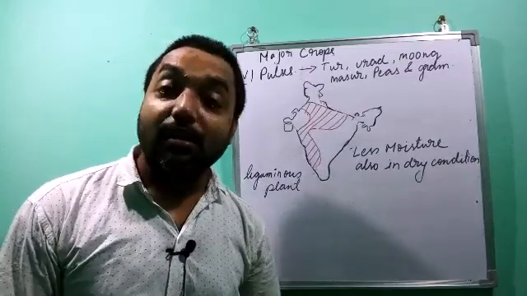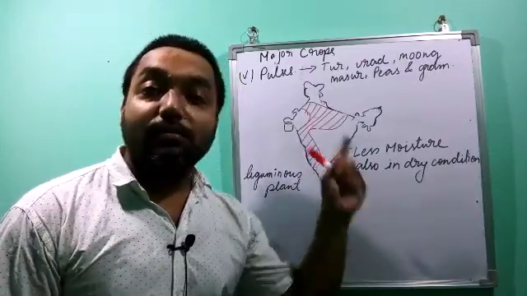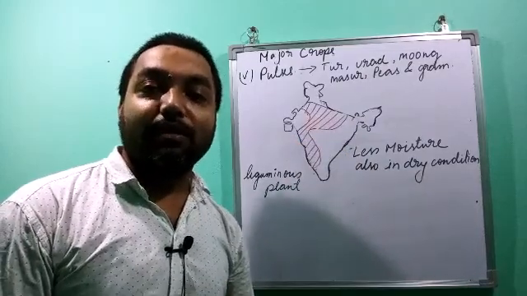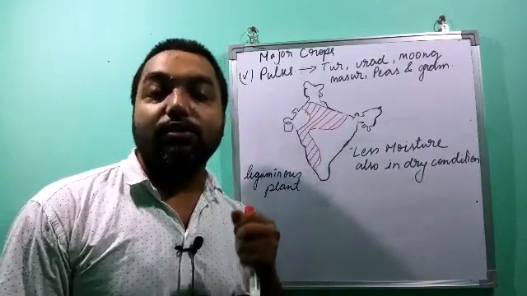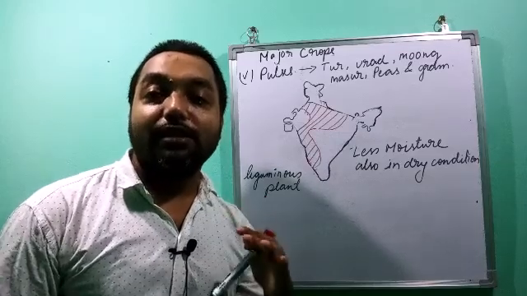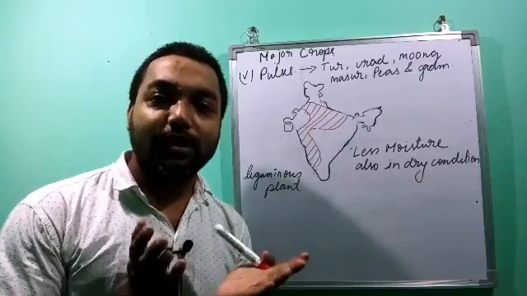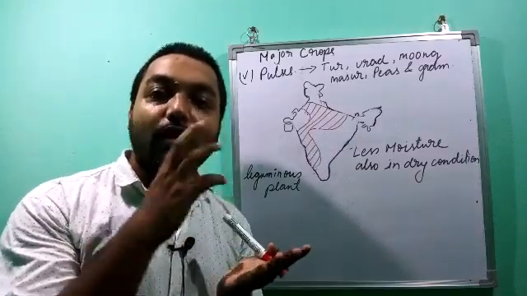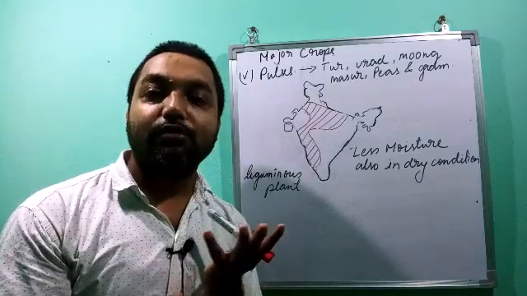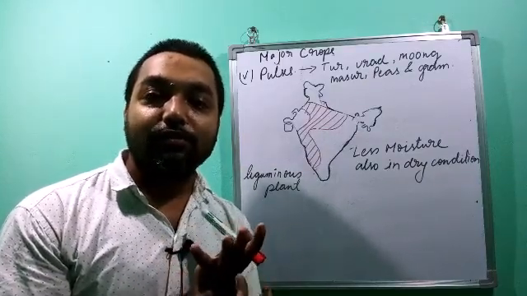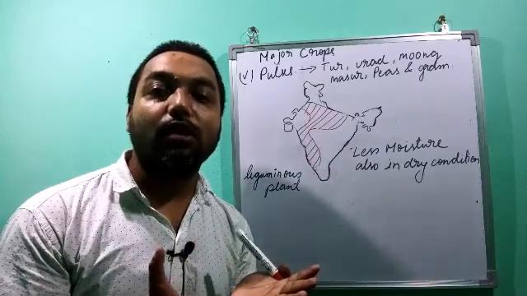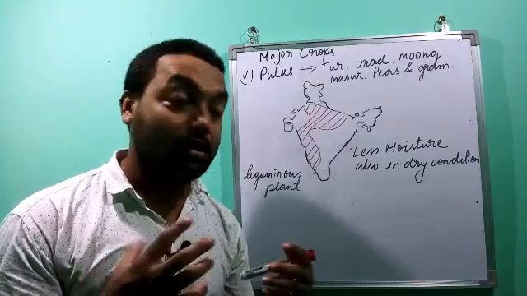Next, pulses are leguminous plants. Now what is a leguminous plant? Leguminous plants are those plants which provide nitrogen fixation in the soil. When it is grown on the soil, its roots provide nitrogen fixation. As a result, the fertility of the soil increases.